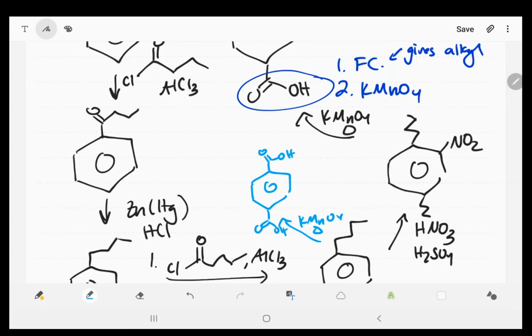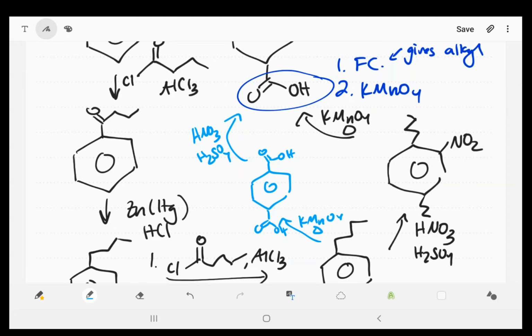Now these are both meta directors, but thankfully that nitro that we need to put on is still meta to one of them. And it doesn't really matter where that nitro goes because, again, symmetrically it's equivalent. So technically this would work, but it's harder to do because we have 2 moderate deactivators on our ring. It's going to take a lot of energy to get this reaction to happen.